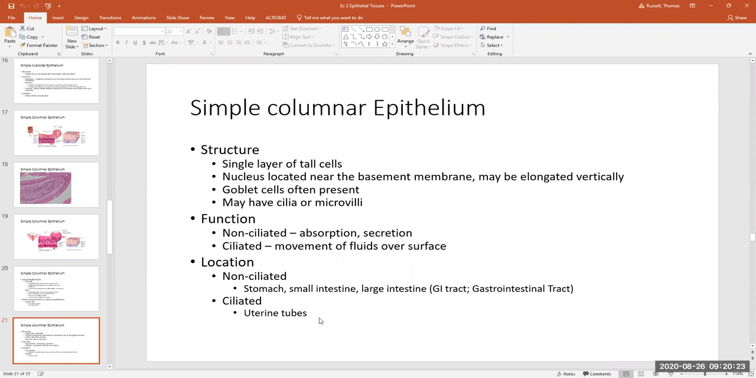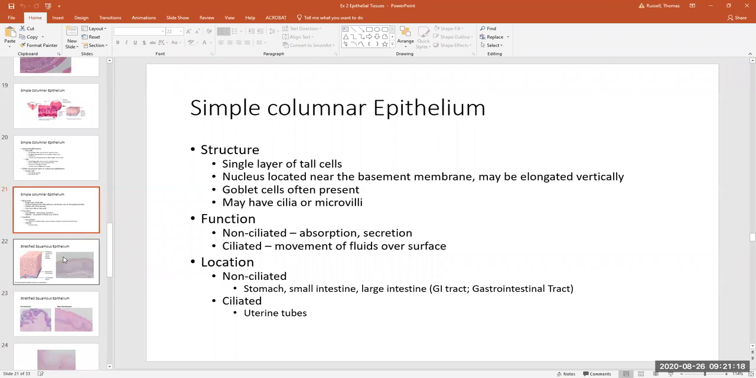Now, where are these tissues located? Well, I already told you the simple non-ciliated columnar epithelium is lining the inside of our gastrointestinal organs, like a part of our stomach, not all of it, but a part of your stomach lining, and then down through your small intestine and the large intestine. So we call that the gastrointestinal tract, or GI tract, if you never heard of that before. And then the only place that we have ciliated simple columnar epithelium in the human body is in the fallopian tubes, in the uterine tubes. So simple ciliated columnar epithelium is not located in the male. All right, now we do have another type of ciliated epithelium, but it's not simple columnar epithelium. It's going to be a pseudostratified one in a minute when we talk about that.